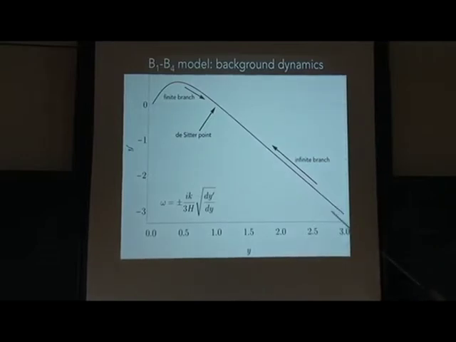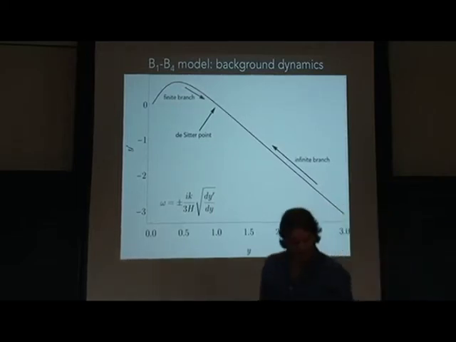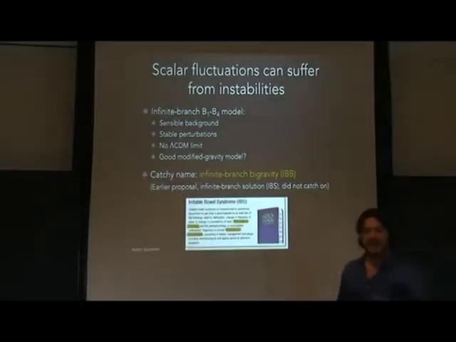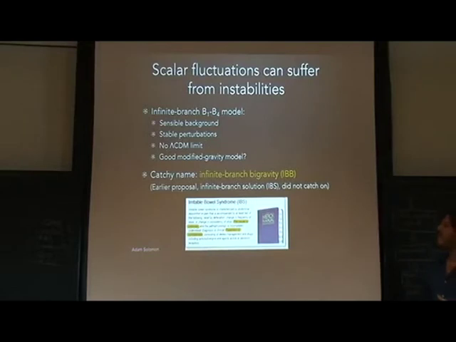But on the infinite branch, the slope is always negative. And so at all times, you can see graphically from this that you'll have stable perturbations in this model. So at first, this seems like a really nice model. This essential background, there's stable perturbations. And there's a really cool thing, which is that because the parameter range for this model is so tiny, there's no lambda CDM limit. There's no choice of parameters which brings the perturbations even near the lambda CDM predictions.